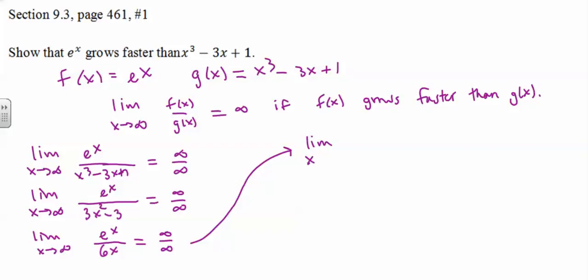So I've got the limit as x goes to infinity. Again, the derivative of the numerator is e to the x, and the derivative of the denominator is now going to be 6. So when I substitute in, I'm going to get infinity over 6, which is in fact infinity.